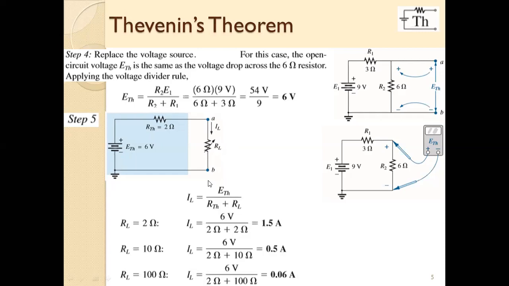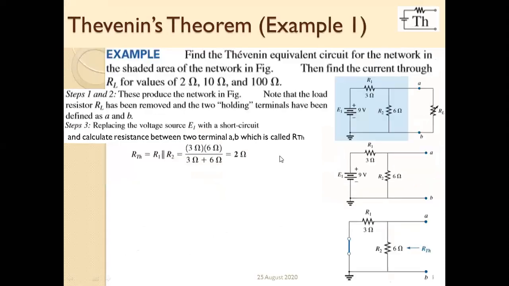And for this, a problem was given in which you need to calculate the current in the external resistance, that is in the RL, if the RL value is 2 ohm, 10 ohm and 100 ohm. I just explained their calculation to you. You can do the same thing by considering your previous procedures, your conventional steps.